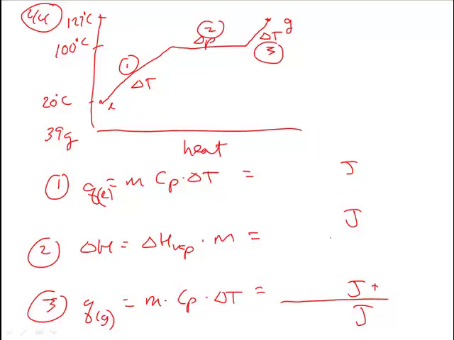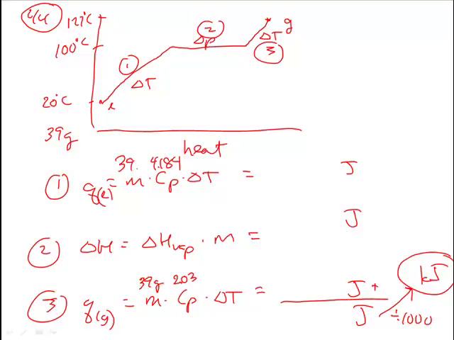Once you add together the three steps, your answer is in joules. The answer key wants it in kilojoules, so the last step is to divide by 1,000 to get it into kilojoules, and that would be your answer. The thing that's tricky about this is the specific heat capacity of the liquid is 4.184. The specific heat capacity of the gas is 2.03. The mass is always, in this case, 39 grams. 39 grams. And this is 39 grams. And then the change in temperature is all you have to find.